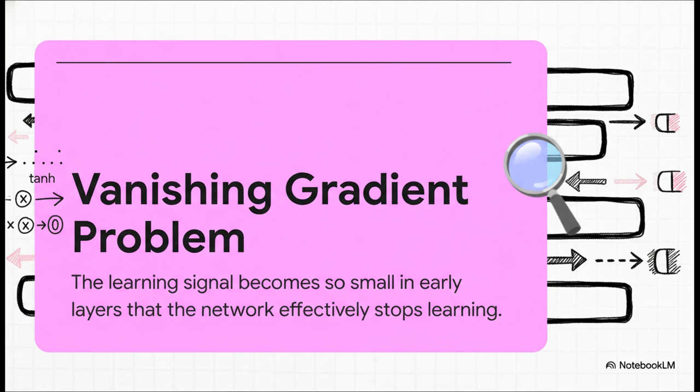With Sigmoid and tanh, that message gets squashed at each layer, especially on the flat ends of their curves. The signal gets multiplied by a number close to 0 over and over again. And after just a few layers, poof, it's gone. The earliest layers get 0 feedback, and the whole learning process just grinds to a halt.